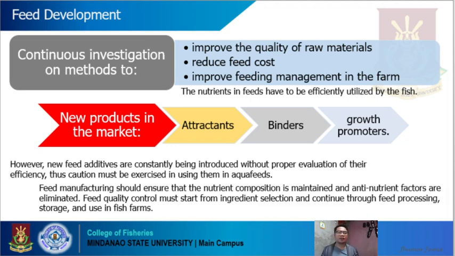In fact, there are different new products in the market, including the attractants, ito yung mas mabango for the different aquaculture species. There are different binders that prevent the feed from leaching, and there are different growth promoters. In fact, the trend nowadays is on the alternative growth promoters, or AGP, like probiotics, organic acids, and many others, right?